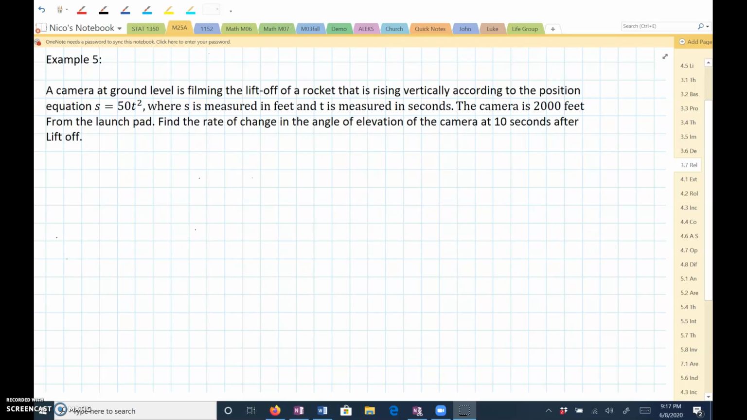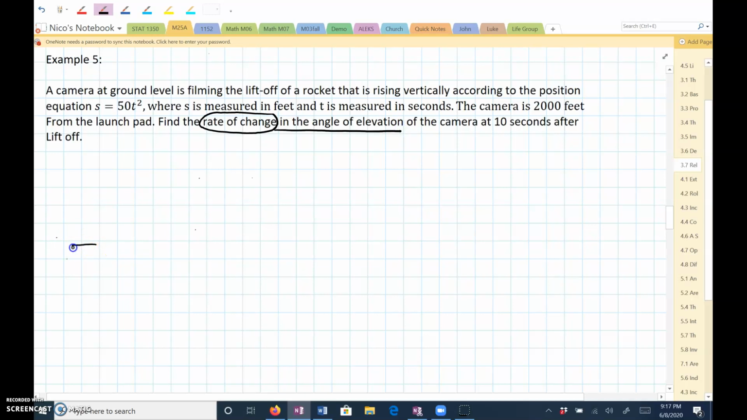Example 5: a camera at ground level is filming the liftoff of a rocket that is rising vertically according to the position function s equals 50t squared, where s is measured in feet and t is measured in seconds. The camera is 2,000 feet from the launch pad. Find the rate of change in the angle of elevation of the camera at 10 seconds after liftoff.